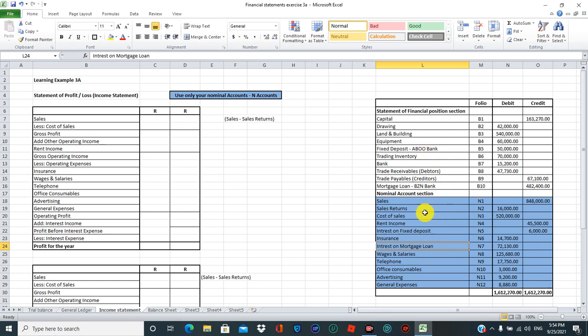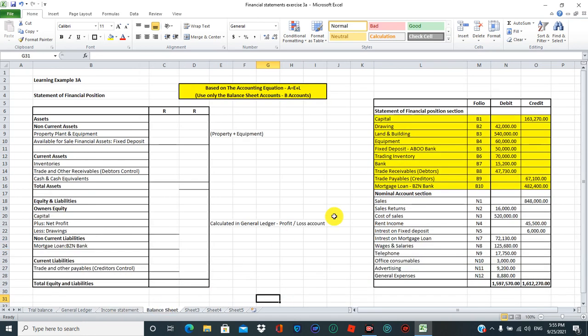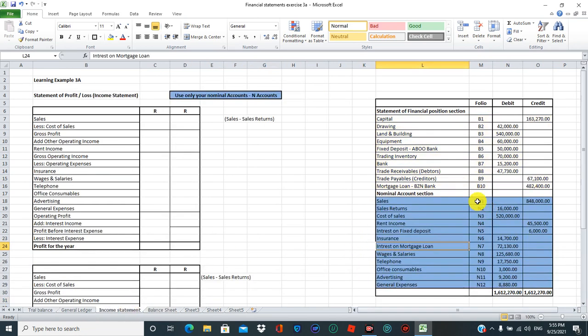Your nominal accounts are your income and expense accounts, your sales, income and expenses. Your B accounts are your balance sheet accounts, which you'll see when we do the balance sheet. For your income statement, you use only your N accounts. Like I already said, only use your nominal account, which is your N account. That's very important.